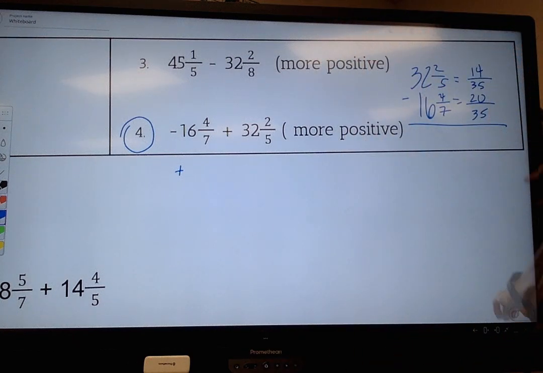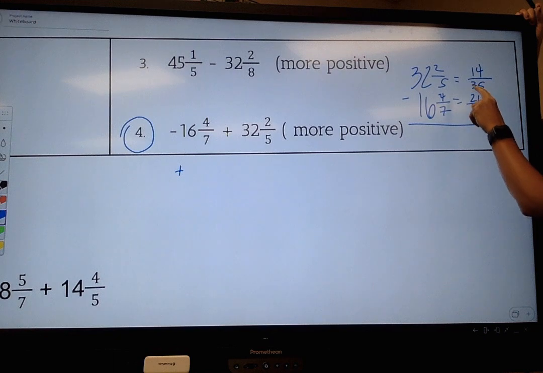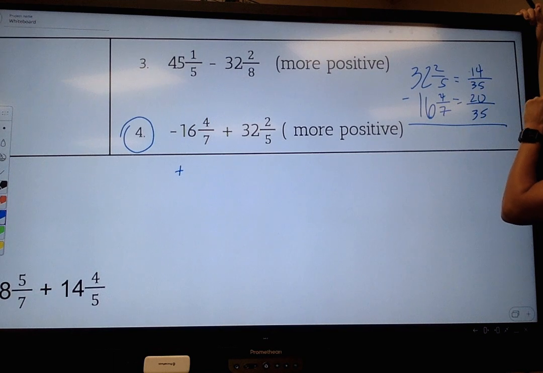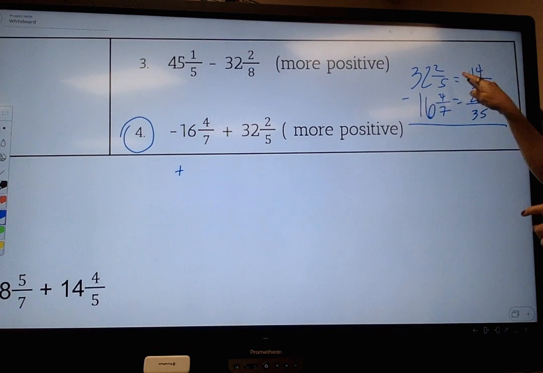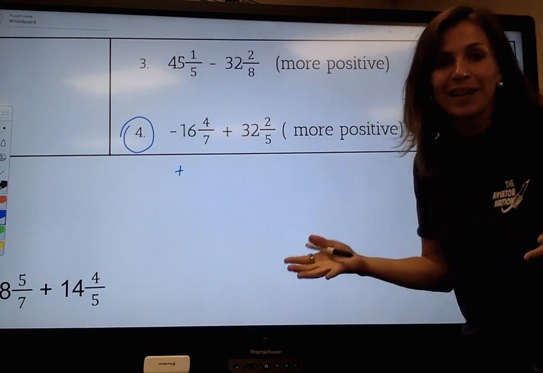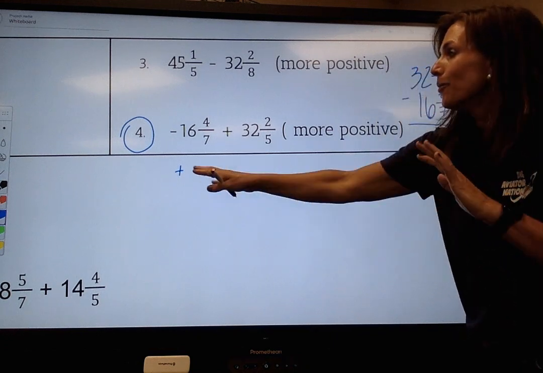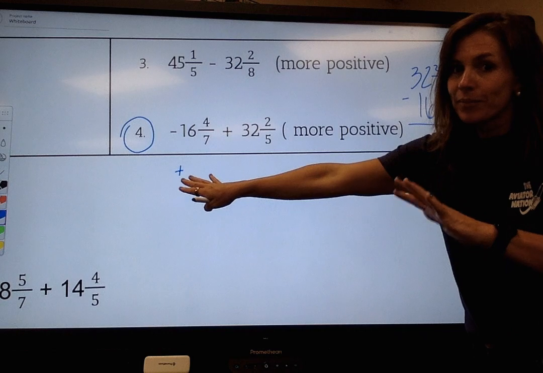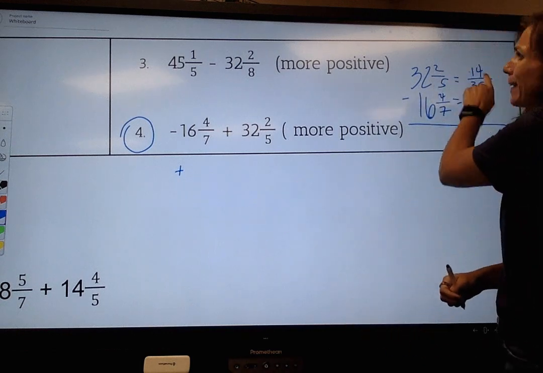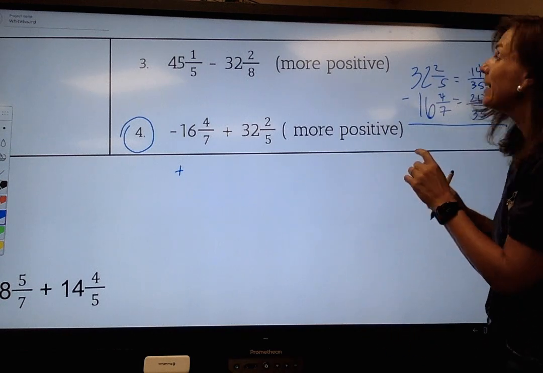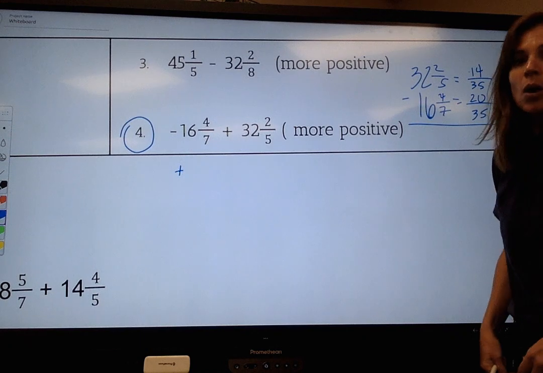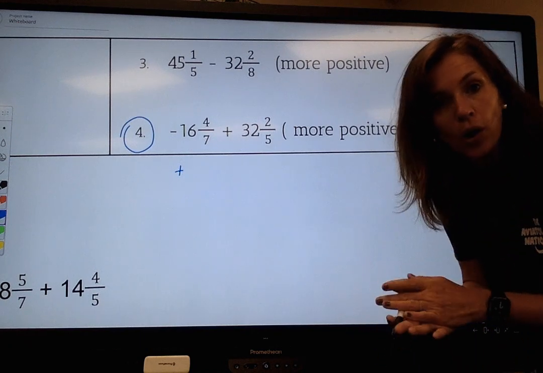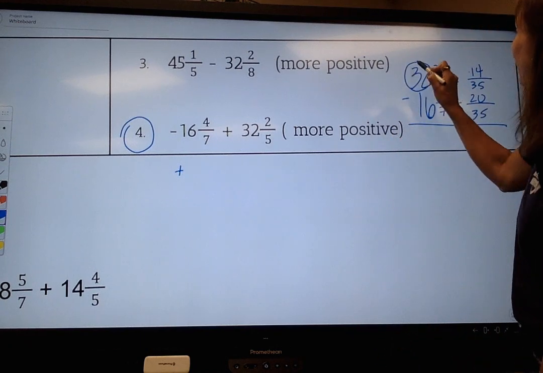Now look at this. When you're subtracting, you always have to have the bigger number up top. But I can't do 14 minus 20 because that would give me a negative numerator, and we already have it established that this rational number is going to be positive. So I can't have a negative numerator. So I need to get this number to be bigger. Well, how do I do that? I have to borrow. I'm going to borrow from this guy.